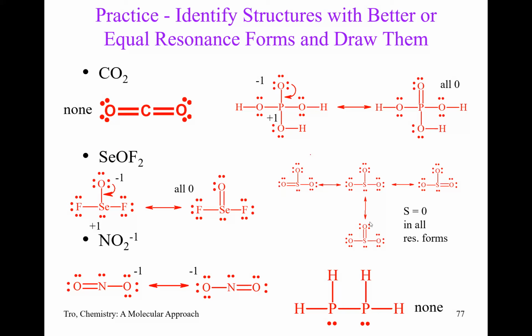For SO3, all the sulfurs are the same. So the one in the middle, right, the sulfurs are +1 and the oxygens are all -1. So what's better is to push one of them in. And then the oxygens are all the same, so you can rotate around which oxygen has the double bond. And the H4P2 one, like CO2, was already happy. There was no charge and no issues.